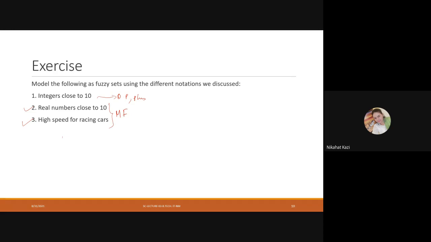Always remember that whenever you are modeling fuzzy sets, you have to mention what the universe is. You have to write your assumption that this is the universe that I'm considering, and over that universe only you are going to model the fuzzy set. That is important.